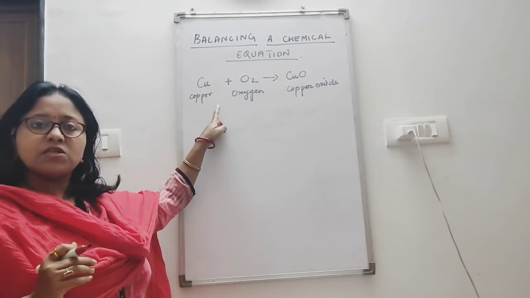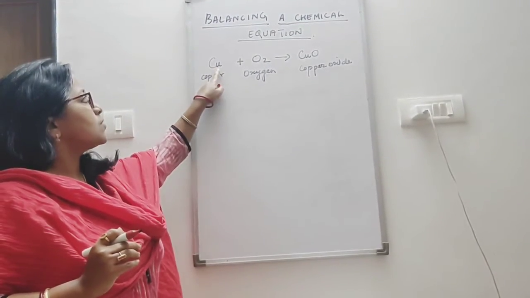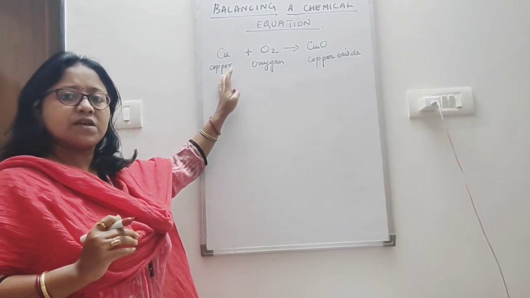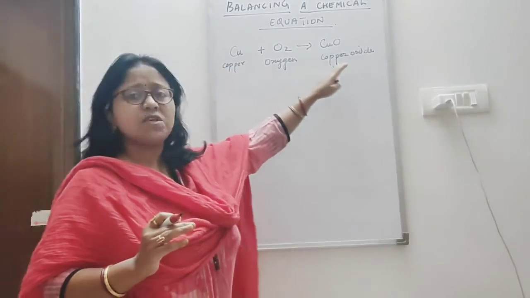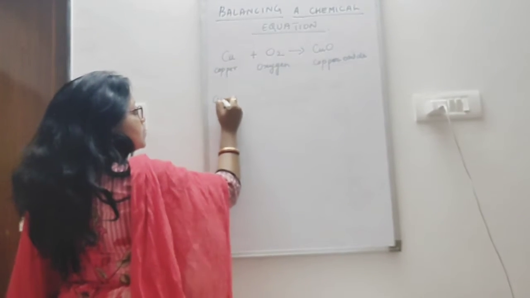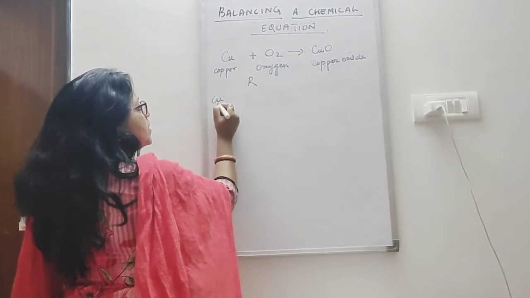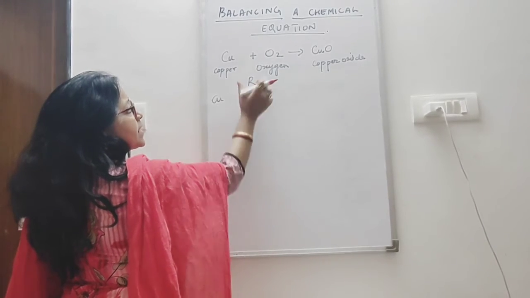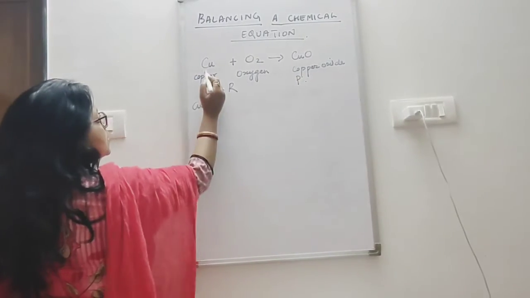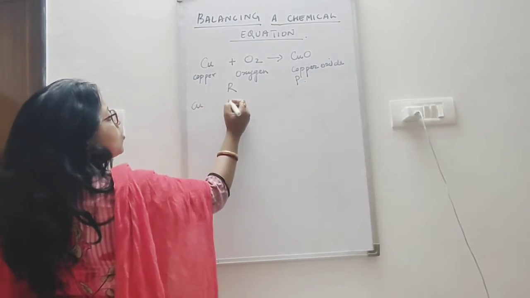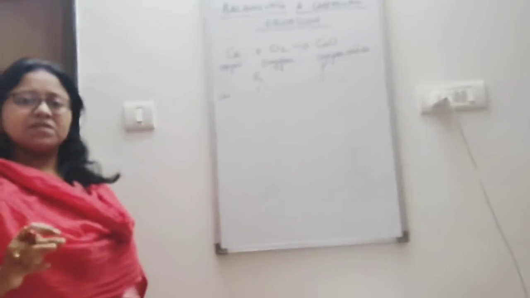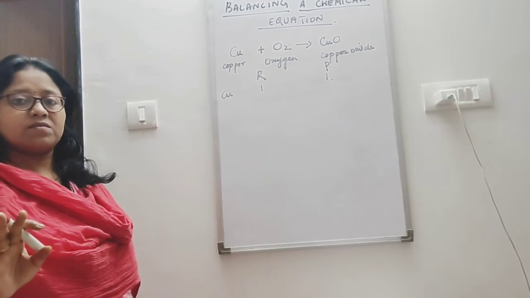Now for balancing a chemical equation, we have to balance all the elements. The number of atoms of elements on one side should be equal to that of the other side. Okay, so let's take this element copper. Let's take the number of atoms of copper in the reactant side and in the product side. Now in the reactant side copper is only 1 and here also copper is 1. So as an element the number of atoms on both sides is 1, so it is balanced.